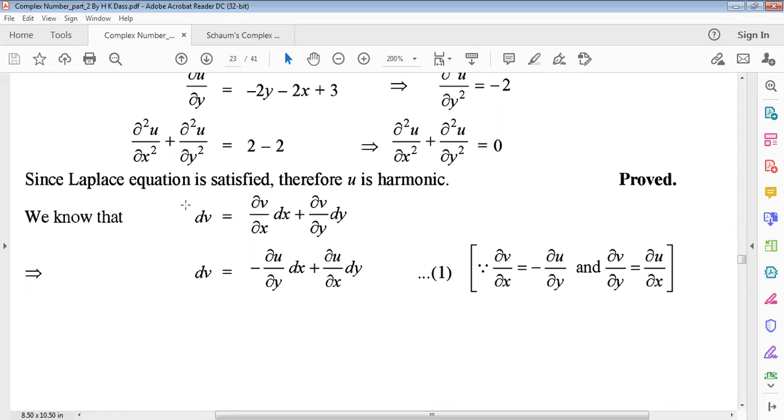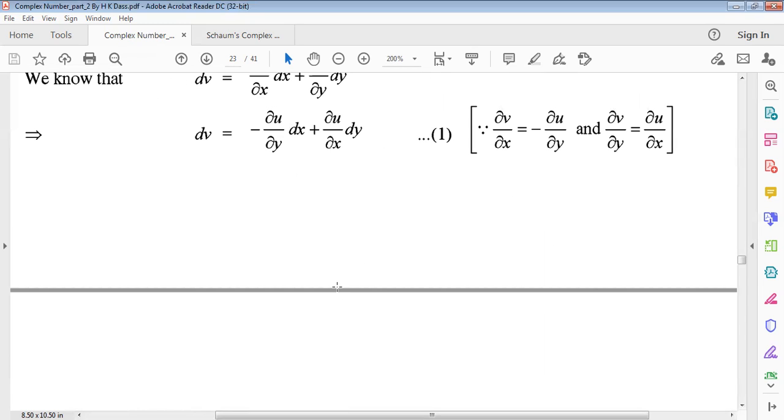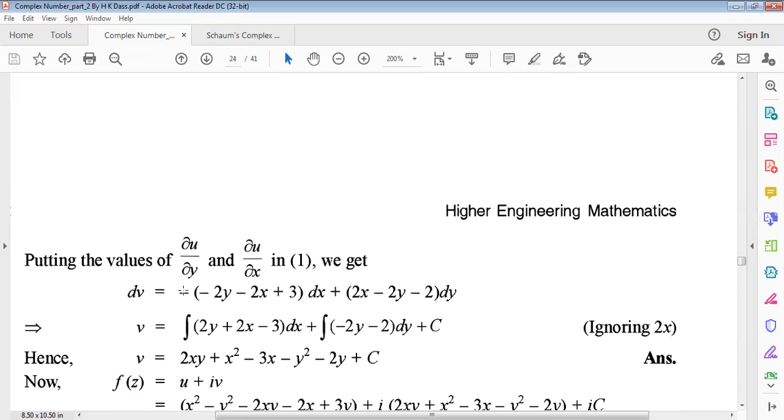Again we know that the complex conjugate is v. So by the definition of total differentiation, as before in a similar example, dv equals what will be? Del v del x dx plus del v del y dy. This is the definition of total differentiation. So dv can be written as, now using Cauchy-Riemann conditions, del v del x equals what? Minus del u del y, and del v del y equals what? Del u del x. This is equation number 1.